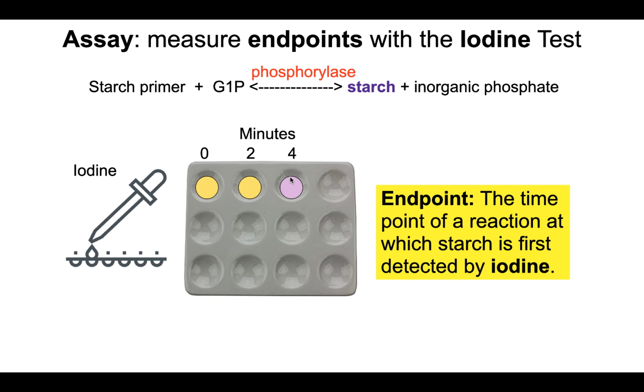So let's wait another 2 minutes, take a little bit of the reaction out, add a little bit of iodine, and yep, look at that. So let's go back then to where it just started to turn purple. The first time point at which we detected starch via the iodine test, that's called our endpoint. So the reaction here that we've seen under these particular conditions, our endpoint was 4 minutes.